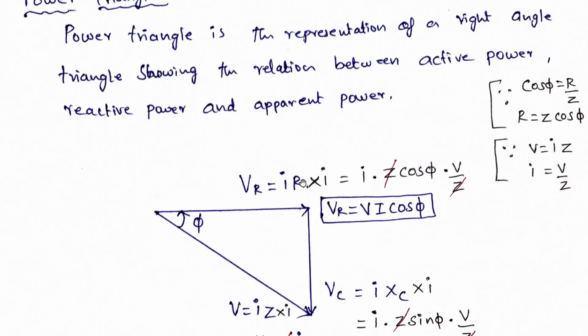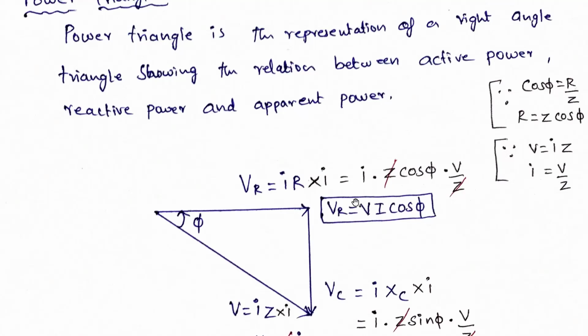So I am replacing R with Z into cos phi, and I am replacing V with respect to Z. So V is equal to I into Z, so I is equal to V by Z. So I am replacing I with V by Z. So Z and Z get cancelled. So it is I cos phi into V. That is nothing but VA cos phi.